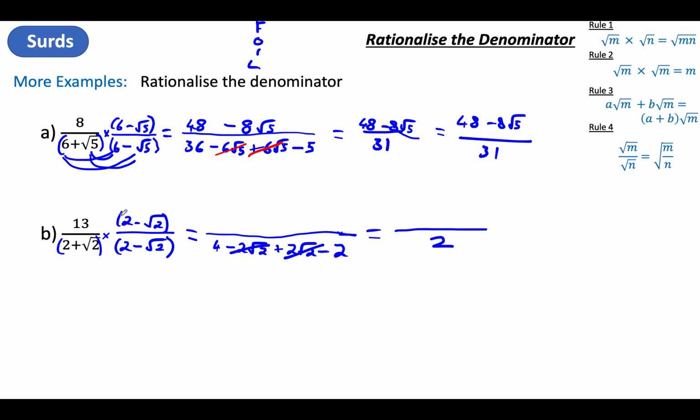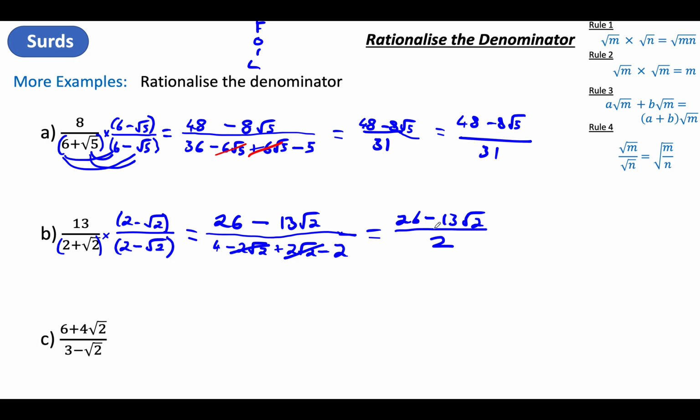Let's try the top then. 13 times 2 is 26. And 13 times negative root 2 is negative 13 root 2. I'm going to have a little look at my computer later and find out why it's doing this. Right, 26 take away 13 root 2. Now I can't simplify that because although the 26 divides by 2, the 13 doesn't. And we want whole numbers here. So we just leave it like that.